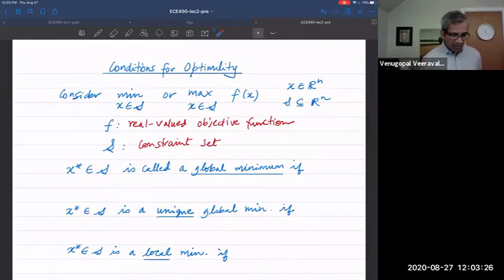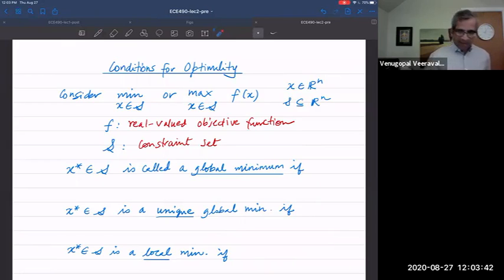So that'll be the typical form in which an optimization problem will appear in this course. So you have a real valued objective function, and I have a subset of Rn, which defines my constraints.